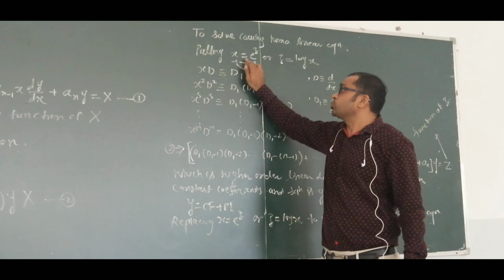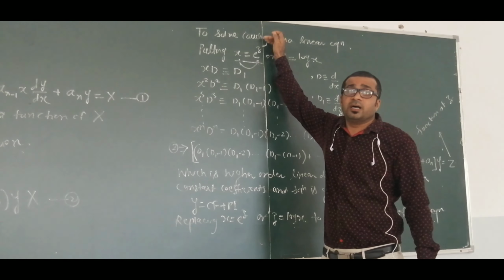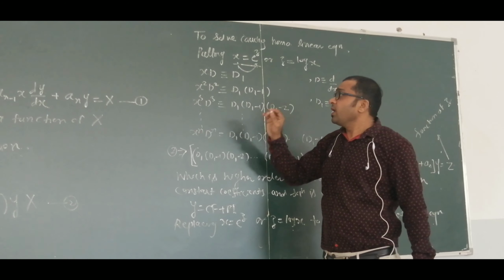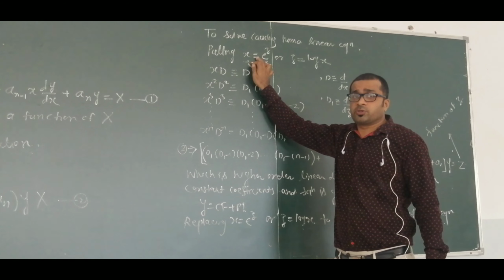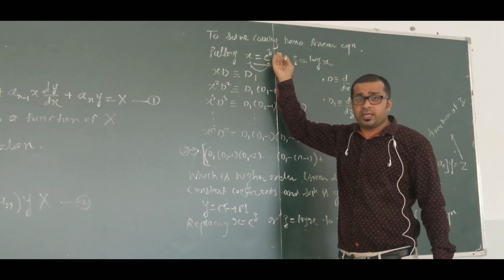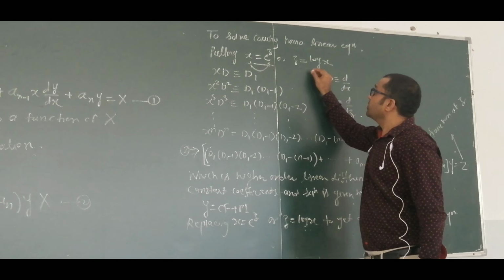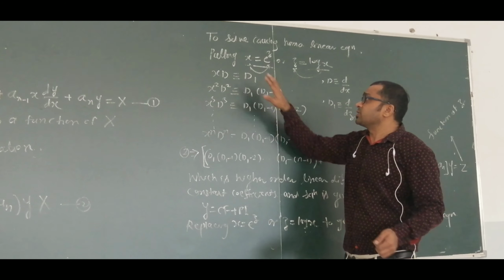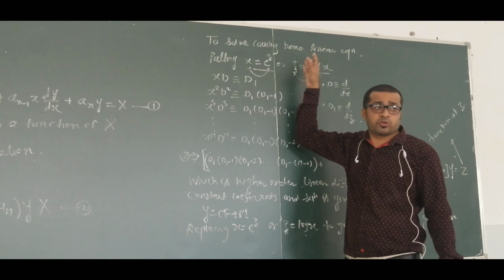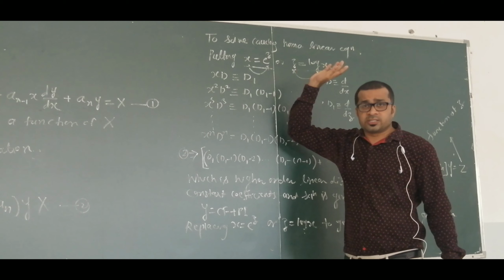It will be x equals e raised to the power z, which means z will be the independent variable now. Now I take the logarithm on both sides. What will it be? log x equals log e to the power z. Log e cancels. What is left? z. So log x equals z. So we can substitute x equals e raised to the power z, or z equals log x. It is one and the same thing.